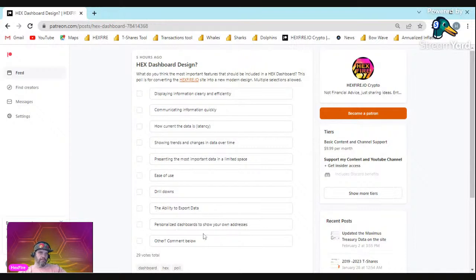And then personalized data dashboards. That's another one I'm interested in. I was talking about this with somebody the other day. I'd like to have a passive income screen where I can have all of my data about what I think is going on with all my stakes and all these different protocols, and use that for planning purposes. So that's what's happening with that.